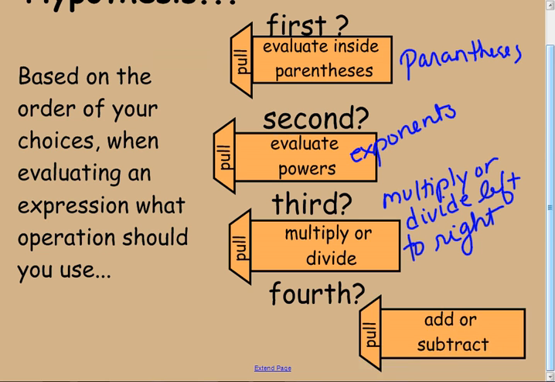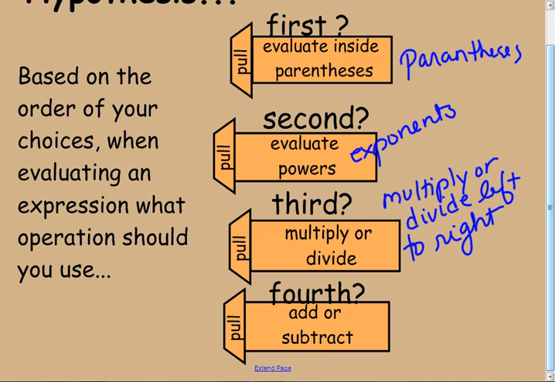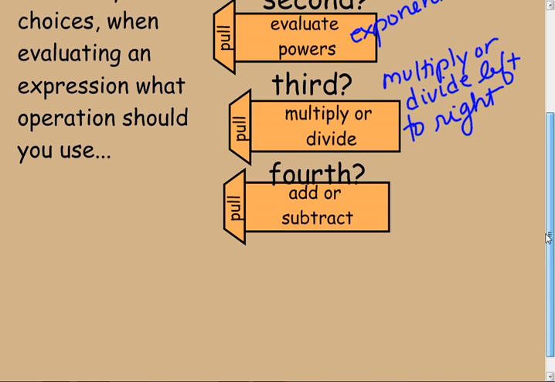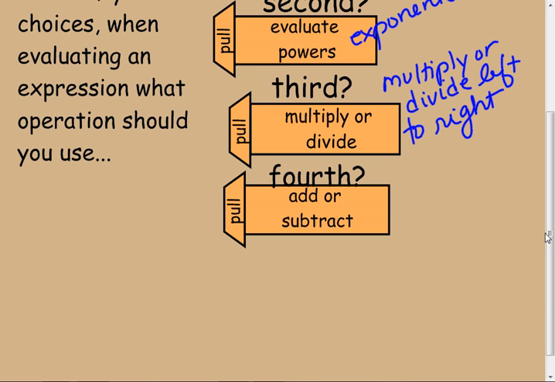Add and subtract. And it doesn't matter which one comes first. You have to go in the order of left to right. It's the same problem. So you add or subtract, left to right.